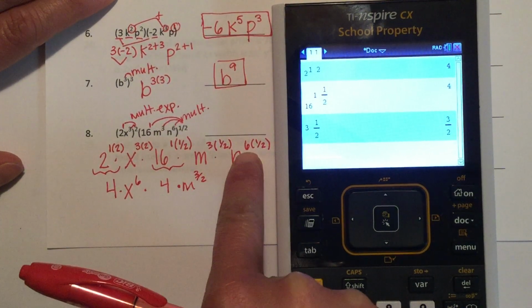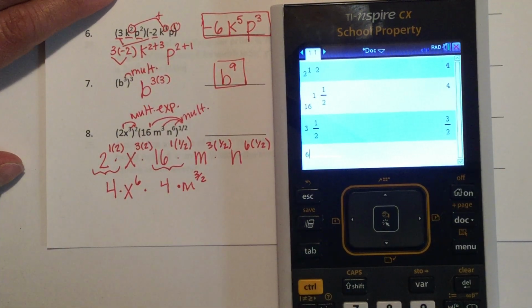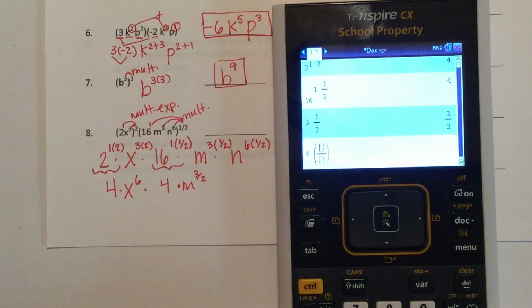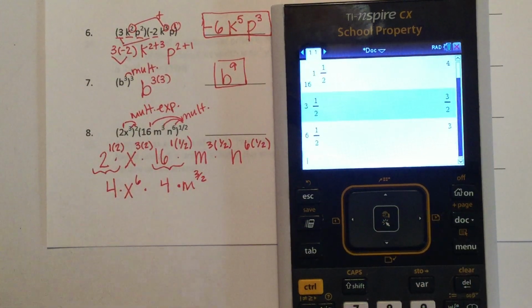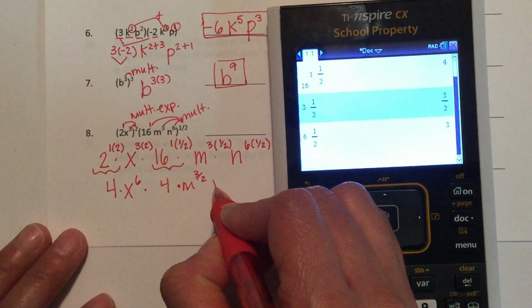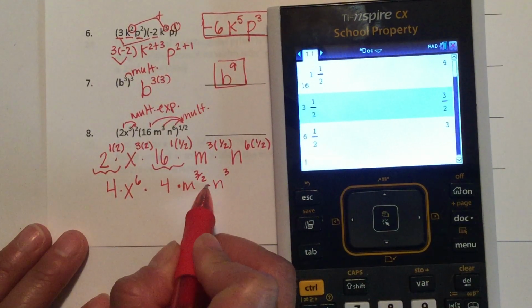And you're going to take 6 times 1/2. Times 1/2 is like dividing it by 2. So 6 times 1/2 is 3. So n to the 3rd power. So again, this is all multiplication.